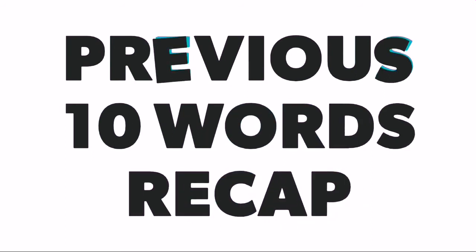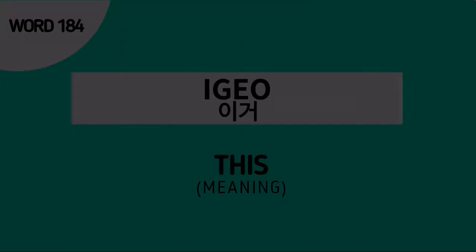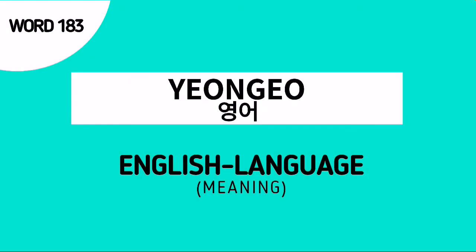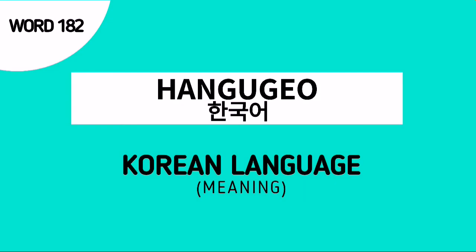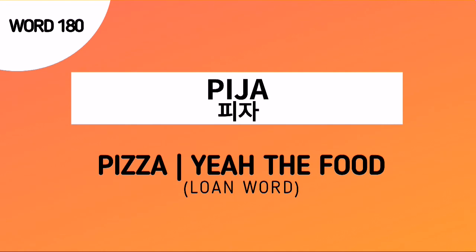Now let's proceed to the previous 10 words recap. As of now, the previous 10 words are words number 174 to 183. But don't forget our word for today, word number 184, igo, which means this. Word number 183 is yongo, and this is the Korean term for English language. Word number 182 is 한국어, and this is the Korean term for the Korean language itself. Word number 181 is 여러분, and this is the Korean term for everyone. Word number 180 is pizza, which is actually the Korean loan word for the common food, which is pizza.